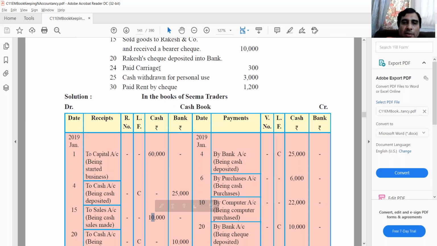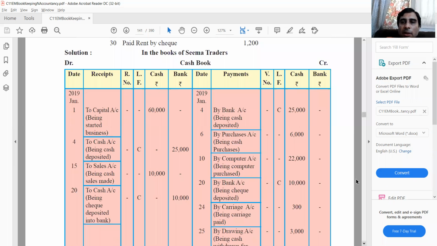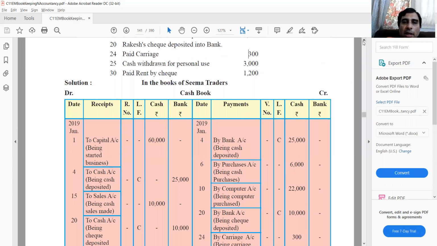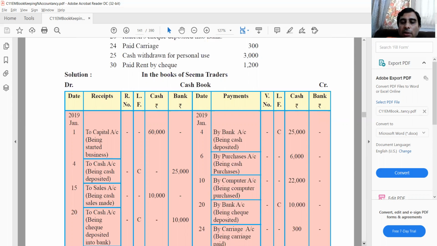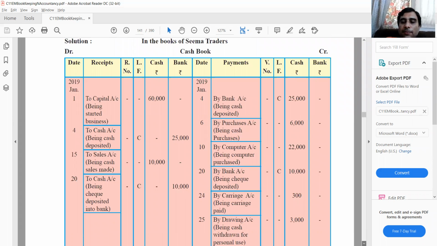Paid carriage expenses. This will be paid in cash. It is a petty amount, 300. Will go on the right hand side in the cash column. And next is cash withdrawn for personal use. Personal use is drawing. So right hand side, by drawings 3000, cash column.